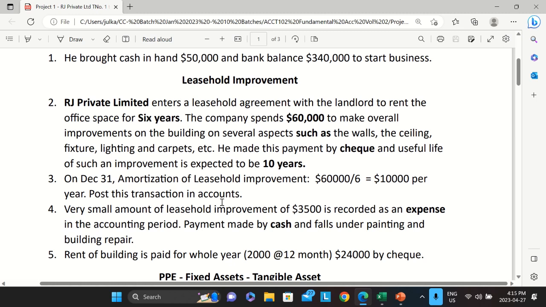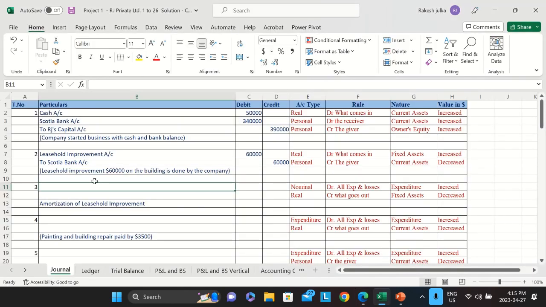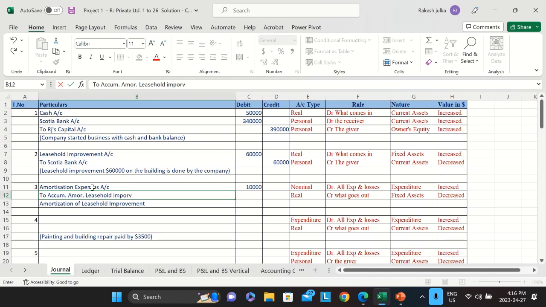So now we are going to post this transaction in the account. What we will write here is amortization expenses account debit, that is $10,000, to accumulated amortization leasehold improvement, right? So the $10,000 is debit and $10,000 is credit.